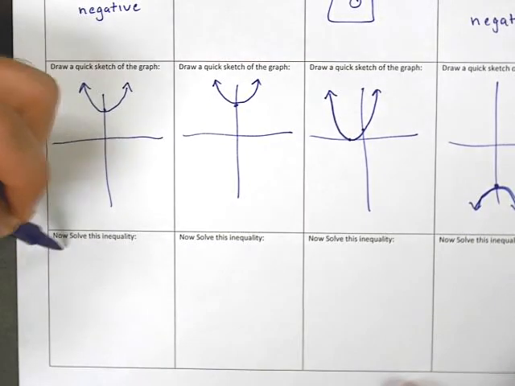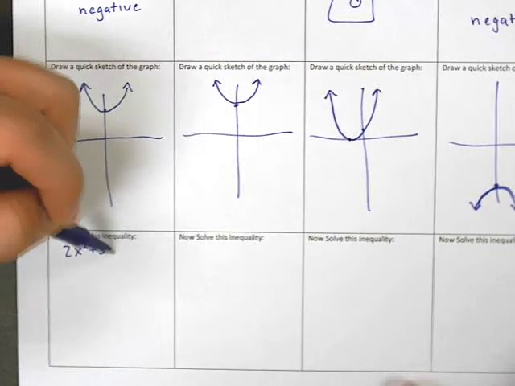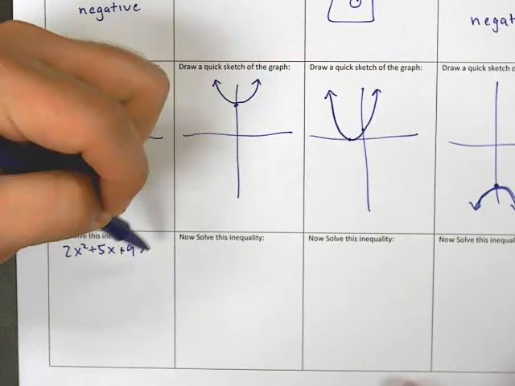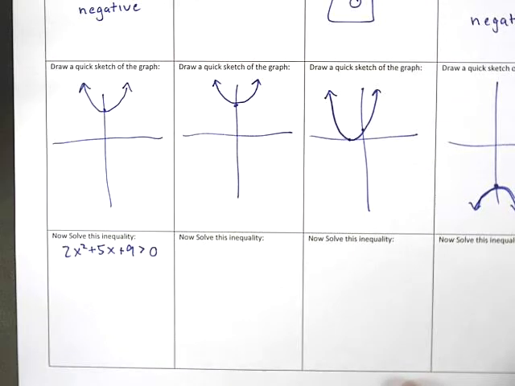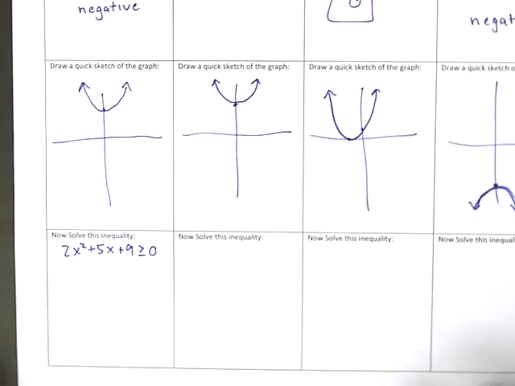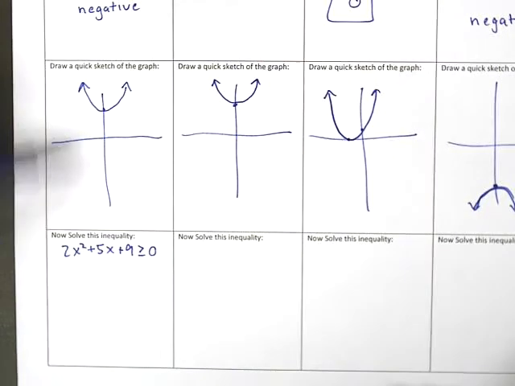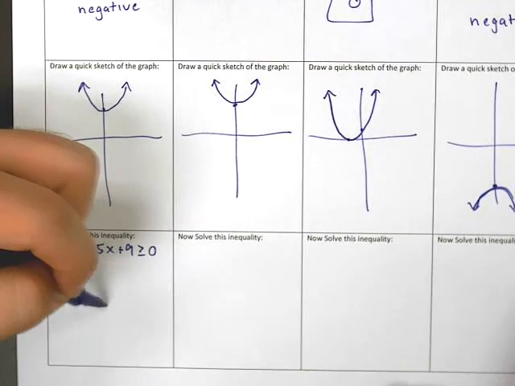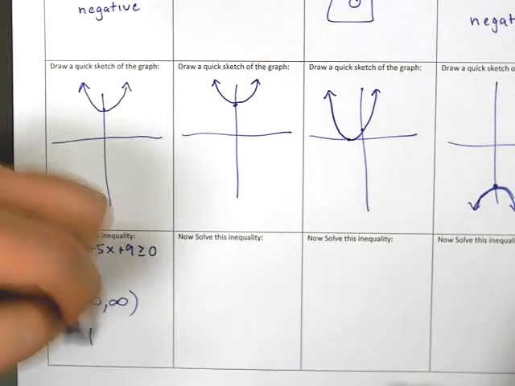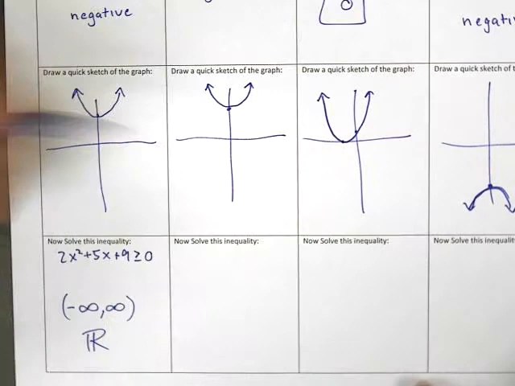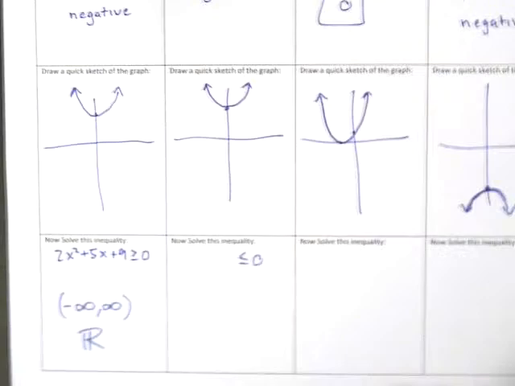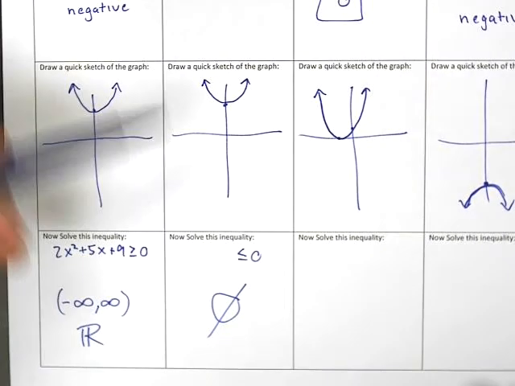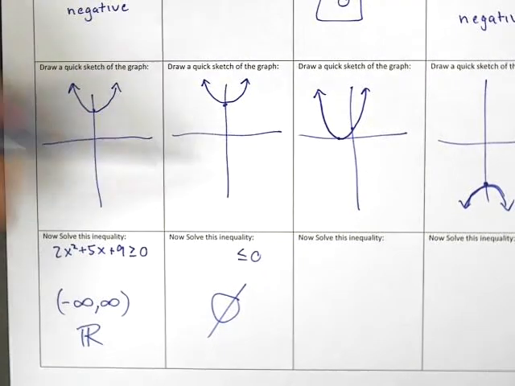So we take our original, so 2x squared plus 5x plus 9. If I want it to be greater than or equal to 0, well, where is this picture greater than or equal to 0? Everywhere, right? So this is negative infinity to infinity, or all real numbers. What if I want it to be less than or equal to 0? It doesn't happen. It can't, right? It cannot go below the x-axis.